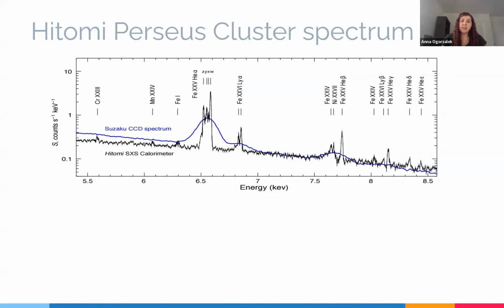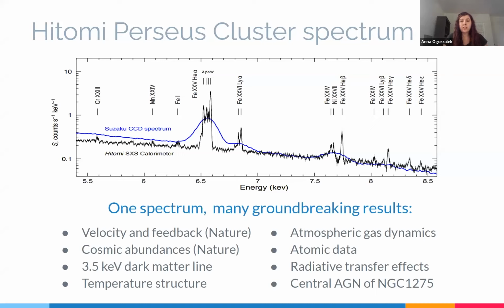Galaxy clusters are extended sources, so we need energy-resolving detectors like CCDs. Up until 2016, we only had low resolution spectra. An example of such a spectrum is shown here in blue. Then you can immediately appreciate the difference when a microcalorimeter is used, as the Hitomi spectrum is shown here in black. The spectrum is so rich in information that just this one observation resulted in a number of very important papers. Let me highlight just some of the more interesting results that Hitomi has obtained.